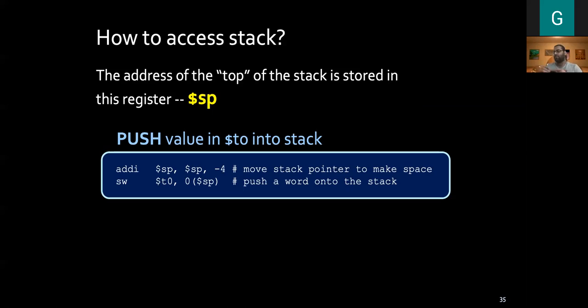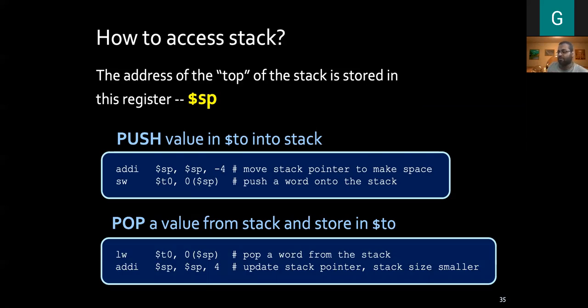And remember that when you move the stack pointer down, you're actually making the stack bigger. So once you've moved it down, you have some space for it, and then you can put your actual data into that position on your stack. And similarly, if you want to pop a value from the stack, so you want to take something out from the stack, you first load in the value from the current stack pointer, and then you move your stack pointer up to denote the fact that your stack has shrunk. Okay. Any questions on that?